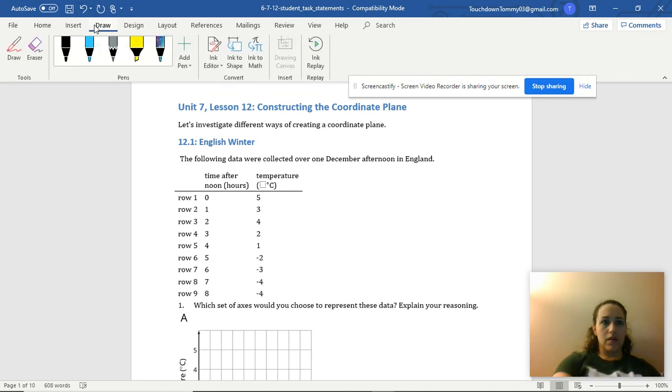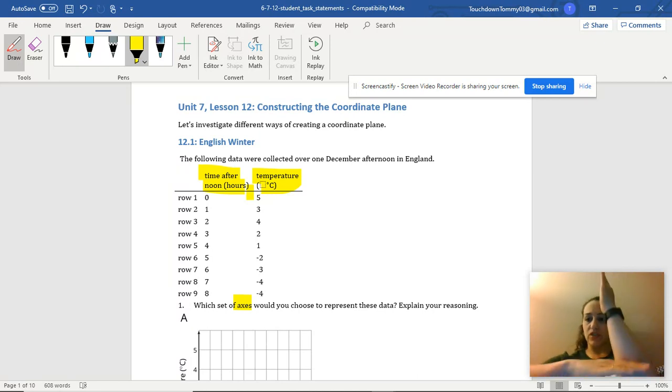I'm going to highlight really quick these, temperature and time. It's important that we know what our labels are when we are going to be asked about axes, because those dark lines, the axis or axes on a graph, need to be labeled appropriately. So that's what we're paying most attention to today.